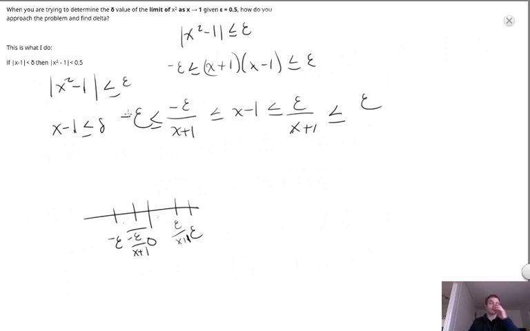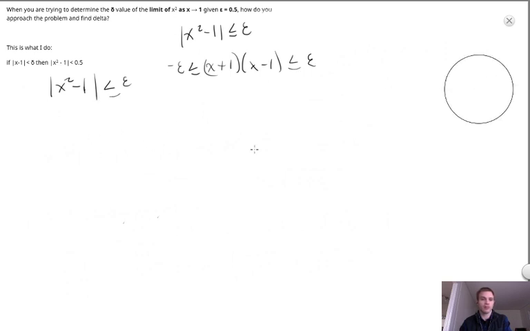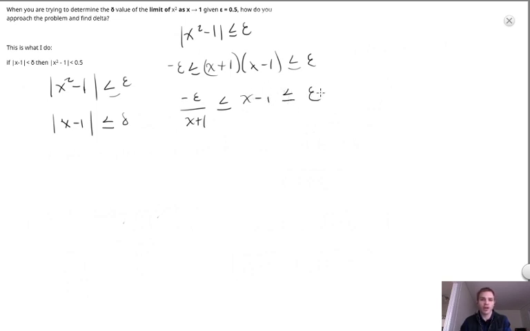Since x is approaching 1 but never equal to 1, from this we'll divide both sides. So we get negative epsilon over x plus 1 is less than or equal to x minus 1, which is less than or equal to epsilon.